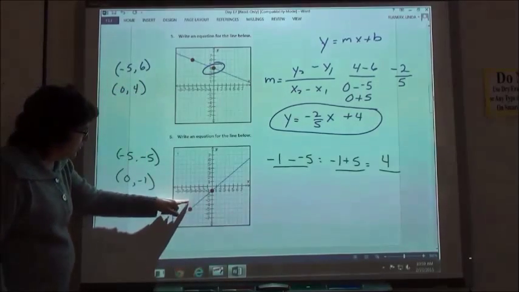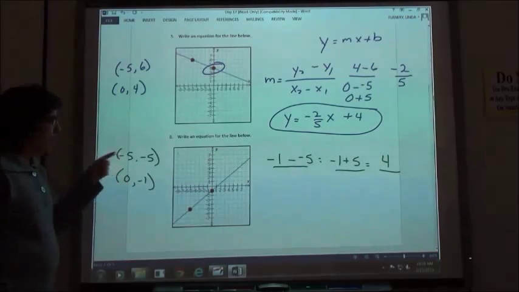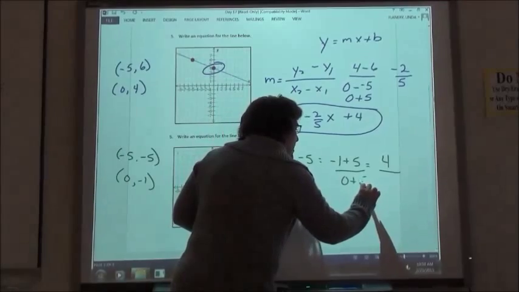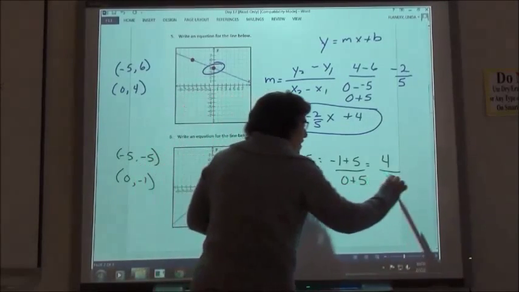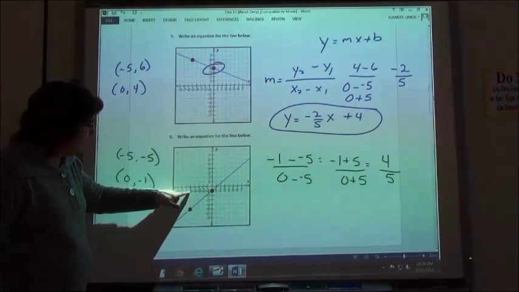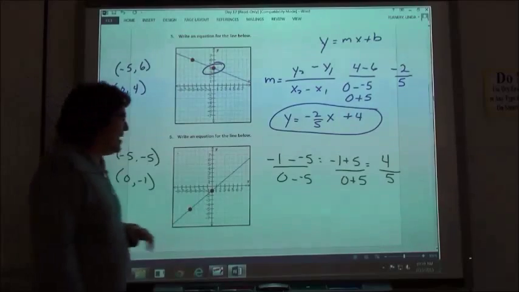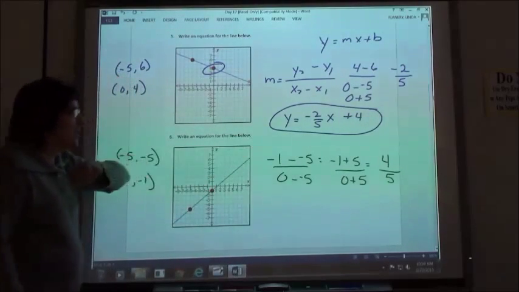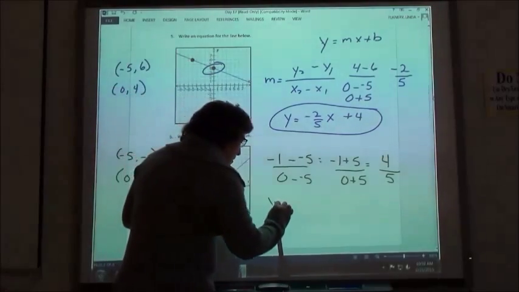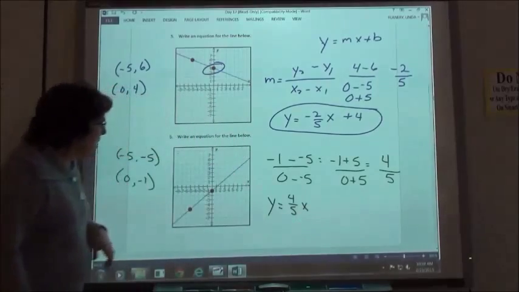I went 1, 2, 3, 4 up. Exactly what I did. 0 minus a negative 5. Again, I'm subtracting a negative, so I change it to adding. 0 plus 5 is 5. So I went up 1, 2, 3, 4 and over 1, 2, 3, 4, 5. That's exactly what I did. So when you have that graph there, you can always check and make sure you're doing the slope formula correctly by counting. So y is going to equal 4/5 x, and then finding my y-intercept.